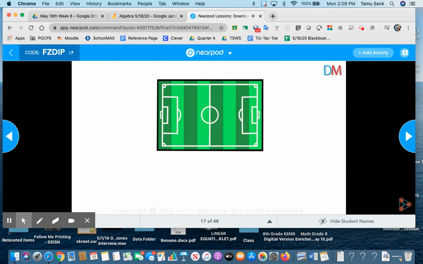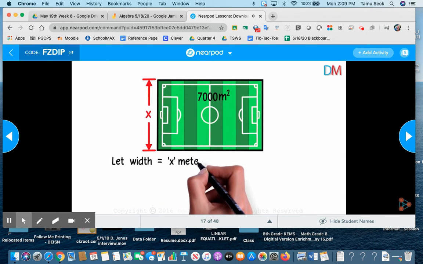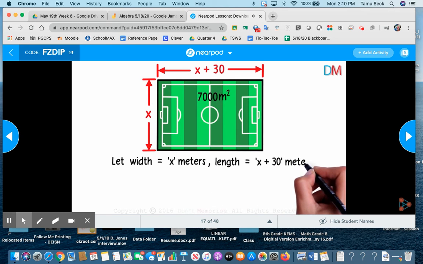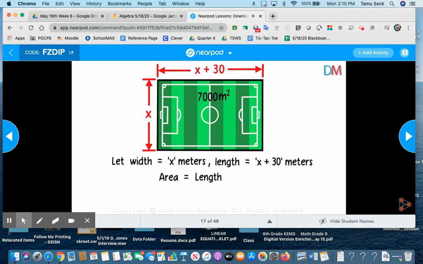Say this is the rectangular field. Its area is 7,000 square meters. If its width is x meters, then based on the condition given, its length will be x plus 30 meters. The area of a rectangle is nothing but the product of its length and breadth. Hence, x times x plus 30 will equal 7,000.